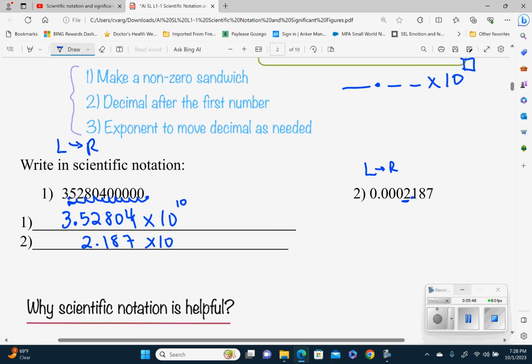To get it to move between the 2 and the 1, which is where we put it here, we go 1, 2, 3, 4. So we're going to go 4 places to the right. So this is going to become -4. Numbers that are less than 1 are going to have a negative exponent. Numbers that are greater than 1 are going to have a positive exponent. So a couple of things.